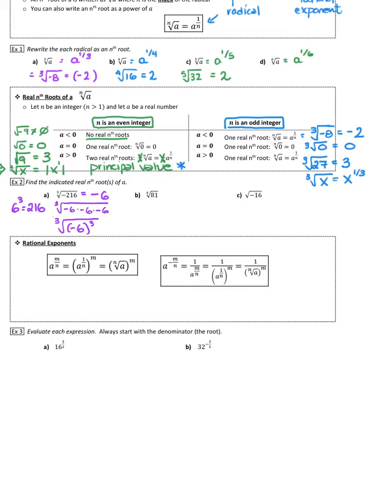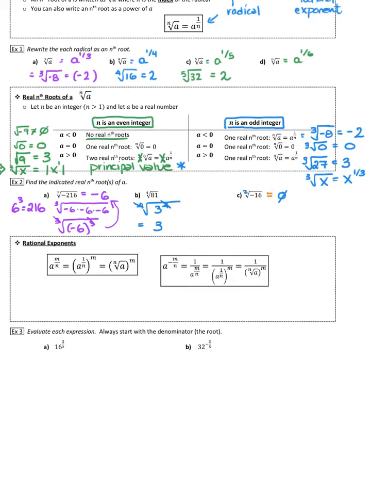And just like with square rooting, this and this cancel each other out and leave us with the -6. So if we do that with the 4th root of 81, well, the 4th root of 81 is 3 to the 4th. And then this and this cancel, and we're left with a positive 3. Now we come over here to the square root of -16. Since this is an even root, that means we have no solution. I shouldn't have put that means. It actually equals nothing.